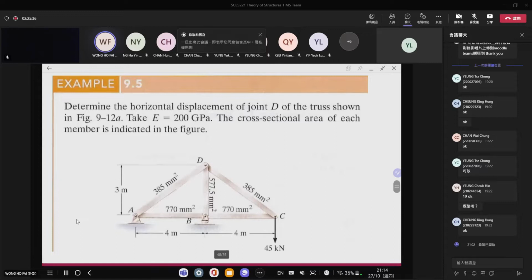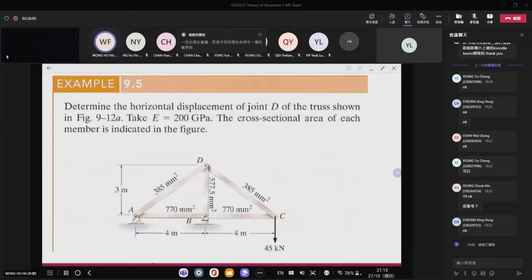So for here, you need to determine the horizontal displacement at the joint D. The truss here, the cross-sectional area of each member is indicated in the figure. So you can see that each of the member dimensions is not the same. Some are 385 mm square, some are 577.5 mm square, some are 770 mm square.